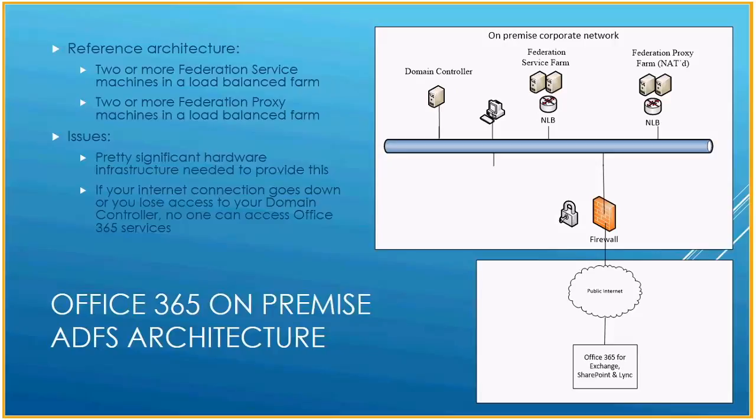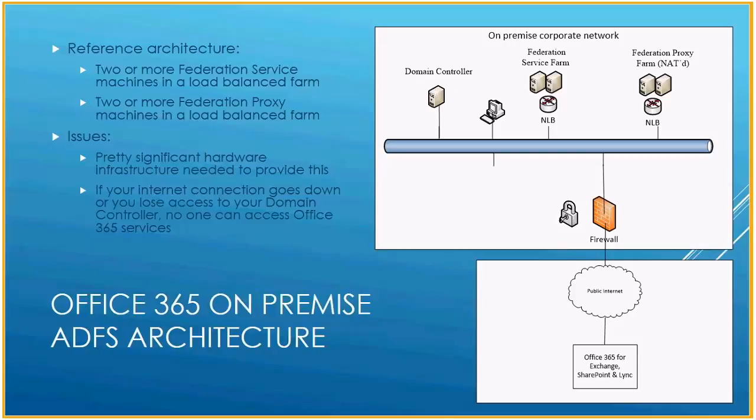You've got to have this in a highly available, highly redundant model in order to keep that service up and running 24 by 7. So what you do is you put that federation service environment in a farm and sit it behind a network load balancer, and you do the same for the federation proxy. It's in a farm sitting behind that network load balancer.